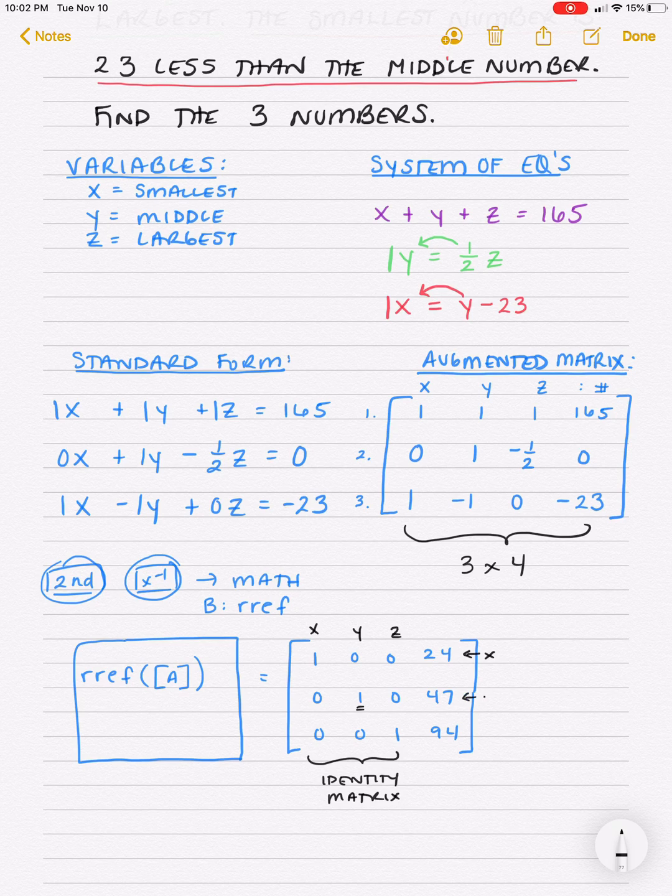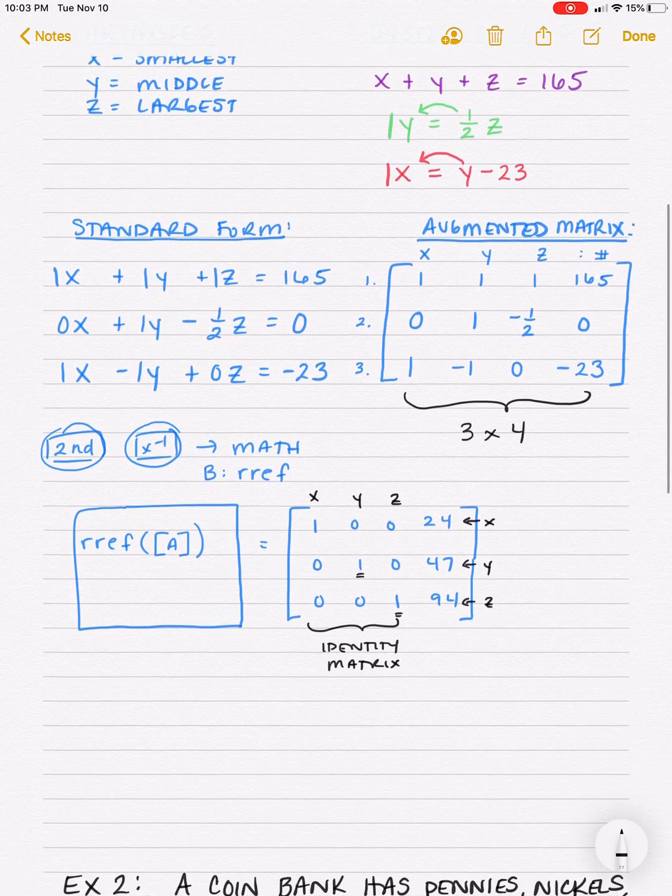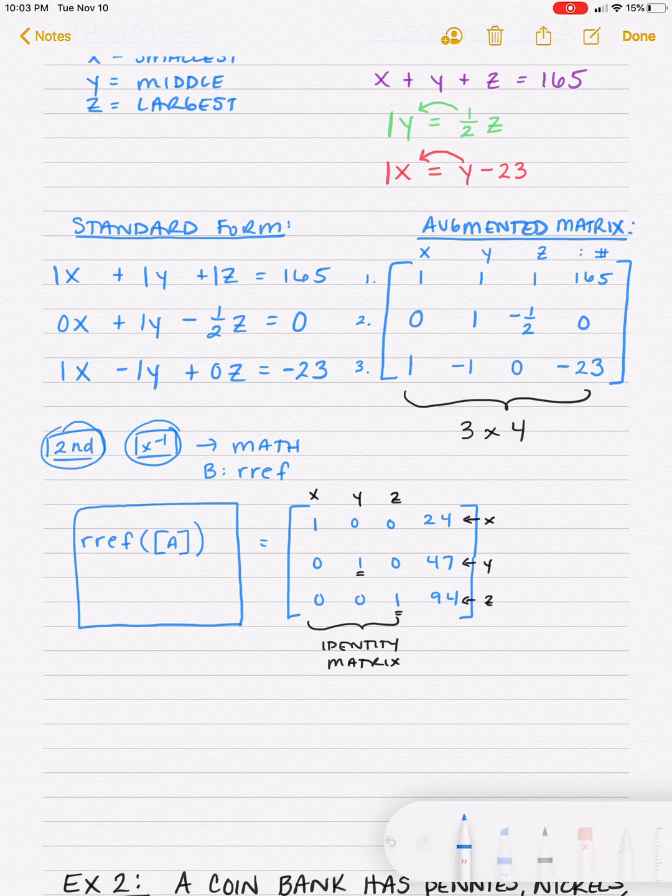This means 1y is equal to 47, and 1z is equal to 94. And so what we can do to answer the question, it says, what are the numbers? Well, the numbers are 24 for the smallest, 47 for the middle, and 94 for the largest.